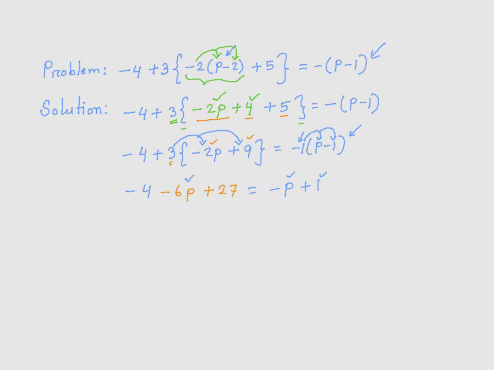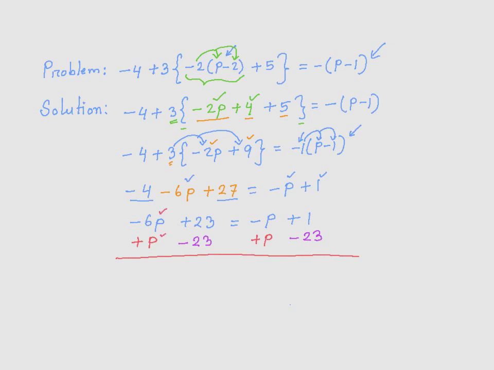So on the left hand side, I have -6P. -4 plus 27 is going to give me positive 23. And on the right hand side, I have -P plus 1. Now let me go ahead and bring the P's to one side. To do so, I add P to the right and P to the left. And then also, I subtract 23 from the left and subtract 23 from the right. If I simplify all of them, I get the following.